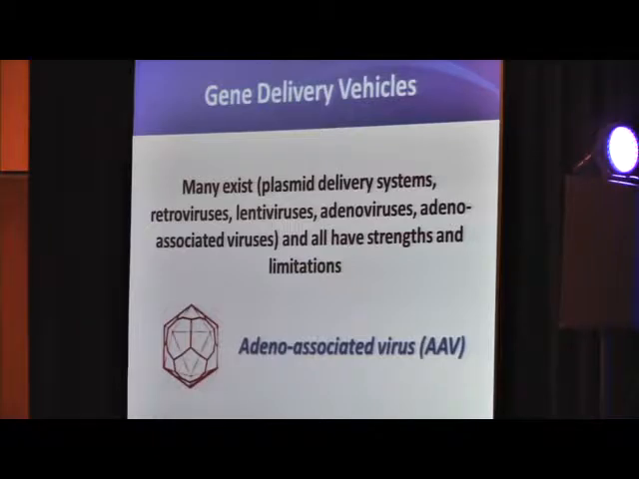So with regard to gene delivery vehicles, there are a lot of options out there. There are lots of different plasmid delivery systems. There are retroviruses, lentiviruses, adenoviruses, and adeno-associated viruses, which is what I'm going to tell you about today. All of these have different strengths and weaknesses, and there are different reasons you might want to use one versus another depending on what your application is, and I'd be happy to talk to any of you later about why you would or wouldn't want to use various ones of these. But today I'm going to really tell you about adeno-associated virus, which my colleagues and I feel very strongly is probably, given the different options of gene delivery vehicles that are available right now, the most promising one.